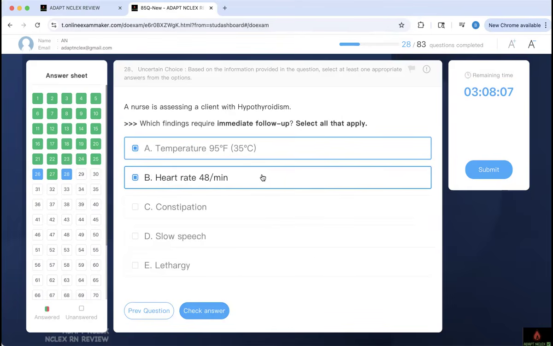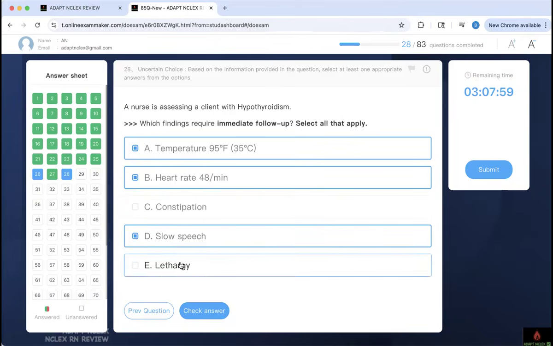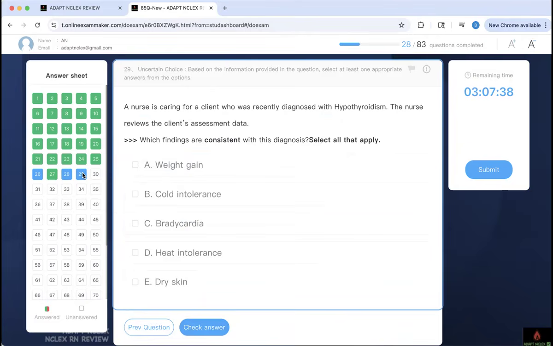Heart rate, bad problem. It's in patients in coma. Constipation, I don't care about it. Slow speech, bad problem. If you are lethargic, bad problem. These are all really bad, and so those are the ones I have to worry about. But which one requires immediate follow-up? That. Constipation is not the problem. Low temperature, low heart rate, slow speech, and lethargy. That patient is in trouble.